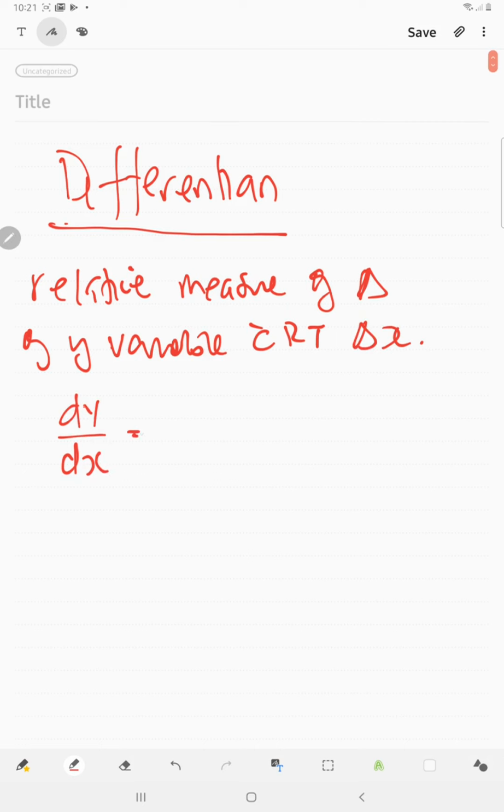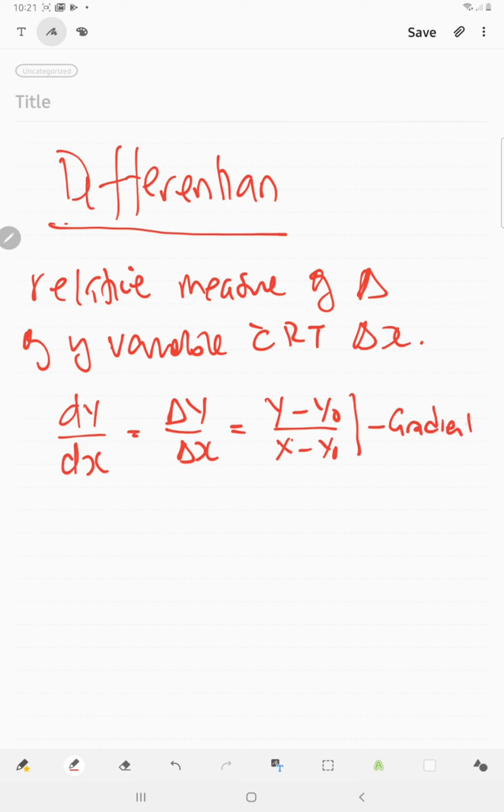or sometimes it is given by this particular symbol, or it can be given by this particular symbol, y1 minus y0 over x1 minus x0. So it is more or less like a gradient.